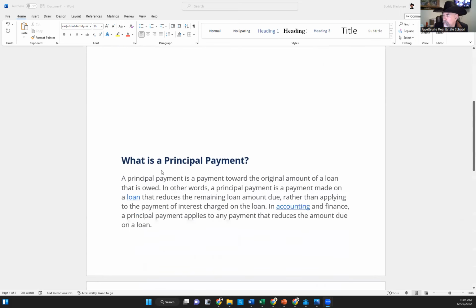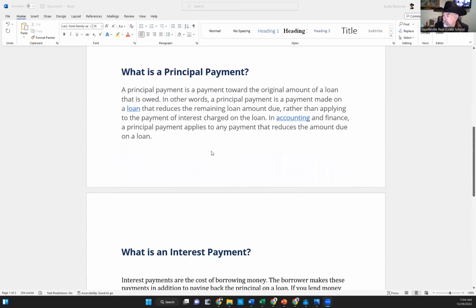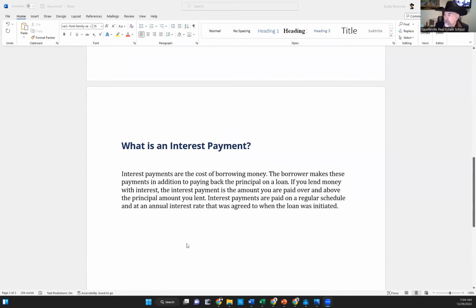So what is the principal? The principal payment is a payment toward the original amount of the loan. When you make your principal payment, it's only going toward the principal amount, what you owed on the loan itself. And the interest, or the I part of the payment, is what it costs you from the lender to borrow the money. So you're going to be paying principal and interest, P&I. The interest is what you are paying the lender, or the cost for you to have the loan.